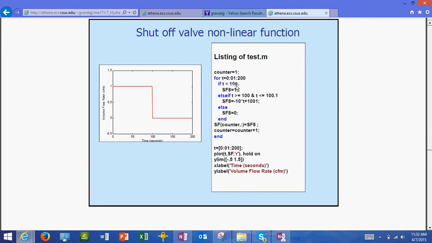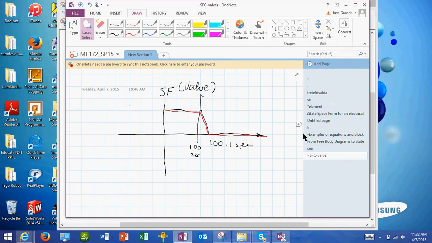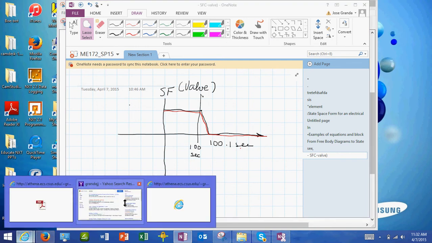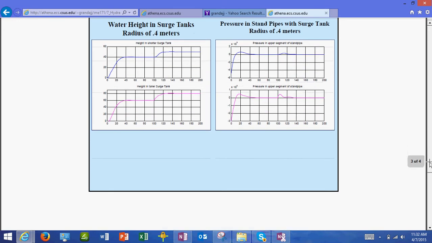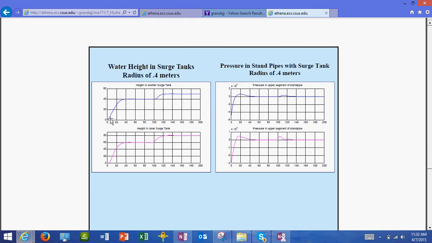This is the way you implement this function into the CAMG software, and you have to do it on this resistor element in there. Okay. So once you have done this, you should be able to make this test. Whether you have a, you see from 0 to 100, nothing happens. When you close the gate and your surge tanks are 0.4 meters, you will get this.